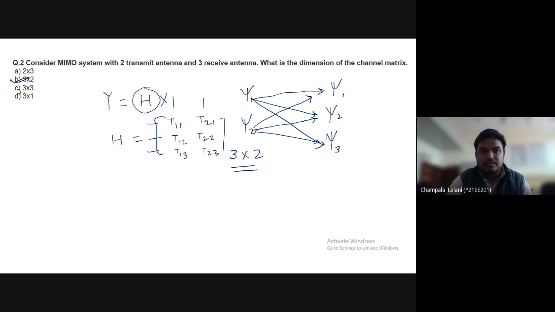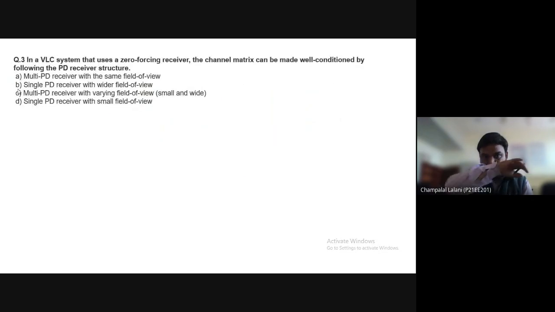Let's move to the next question. In a VLC system that uses a zero forcing receiver, the channel matrix can be made well conditioned by following which photodetector receiver structure?